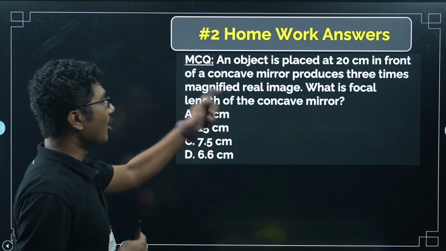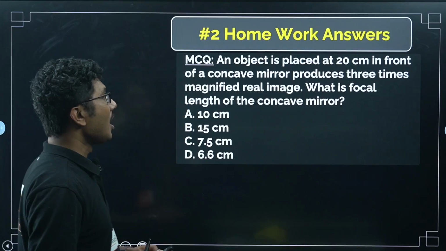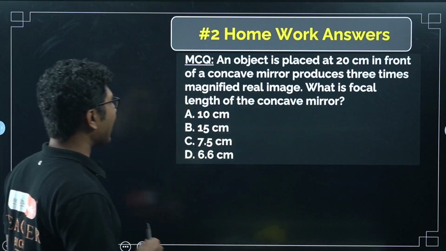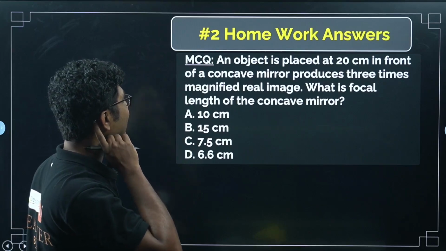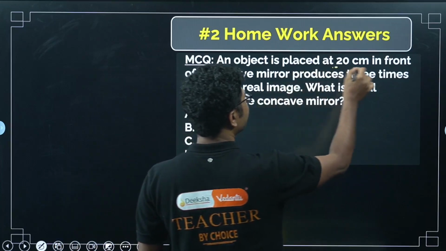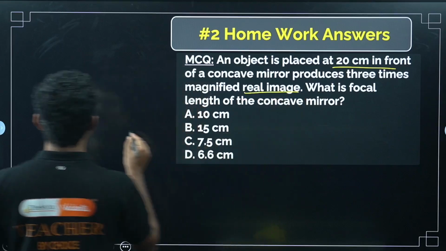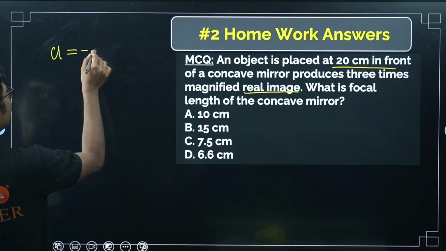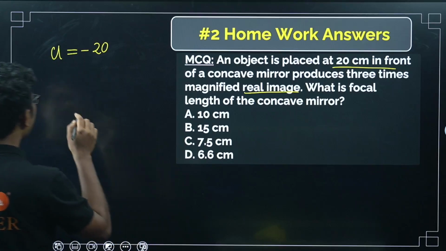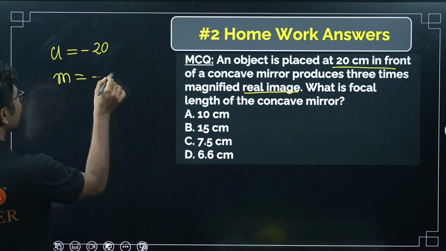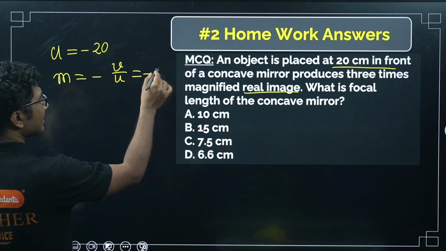Now, an object is placed at 20 centimeter in front of a concave mirror and produces a 3 times magnified real image. What is the focal length of the concave mirror? The object is placed at 20 centimeter and the image is real. I already told you that u should always be negative, so u is minus 20 centimeter. For a real image, magnification is minus v by u, and for a real image magnification is minus 3.